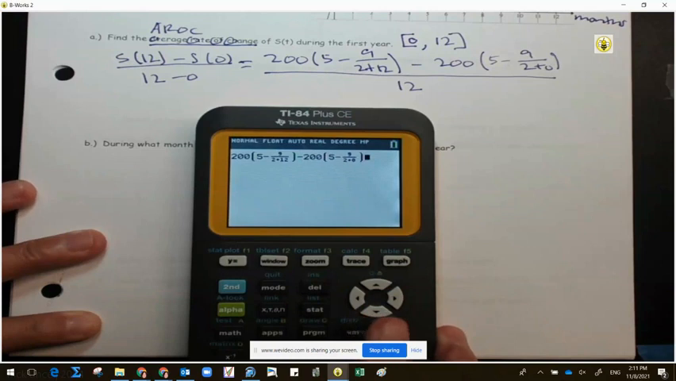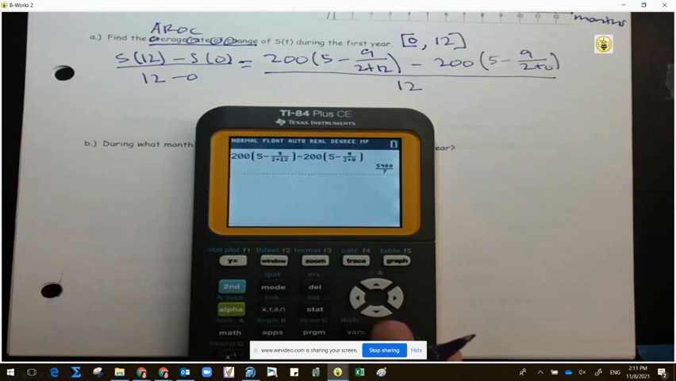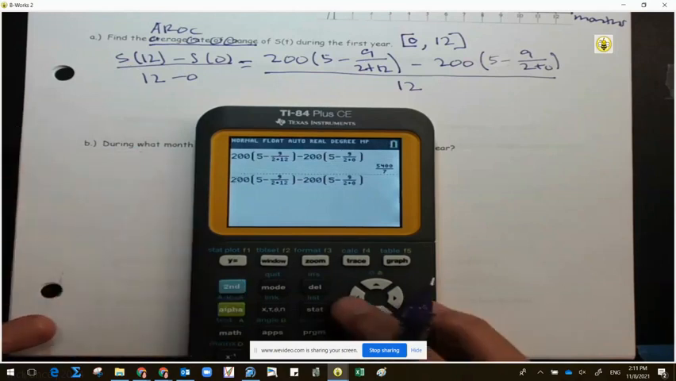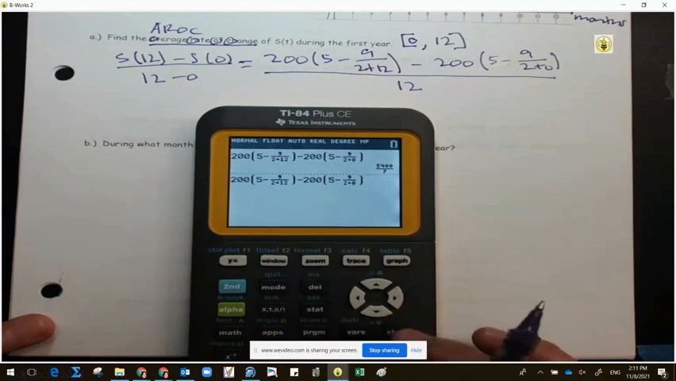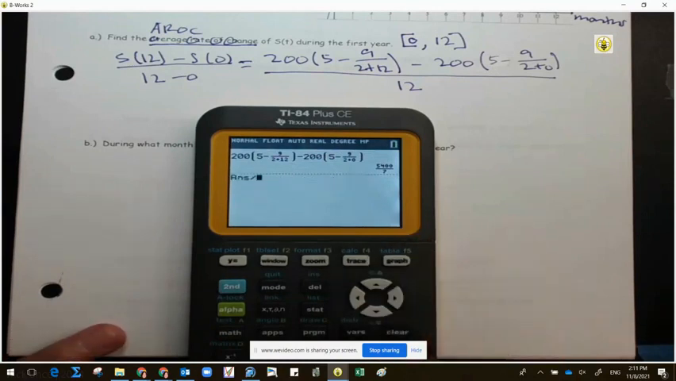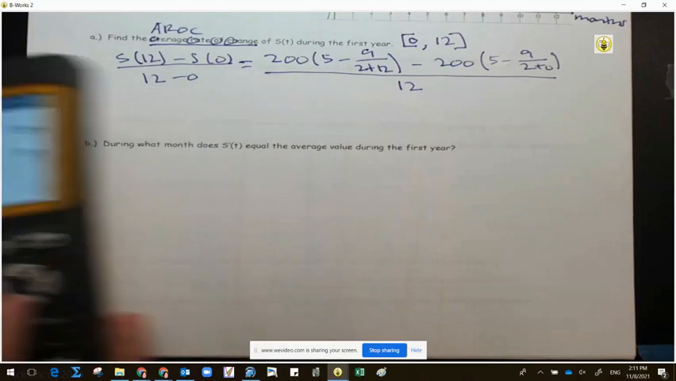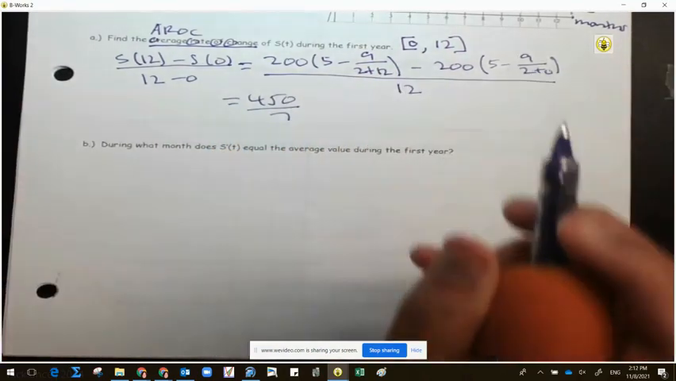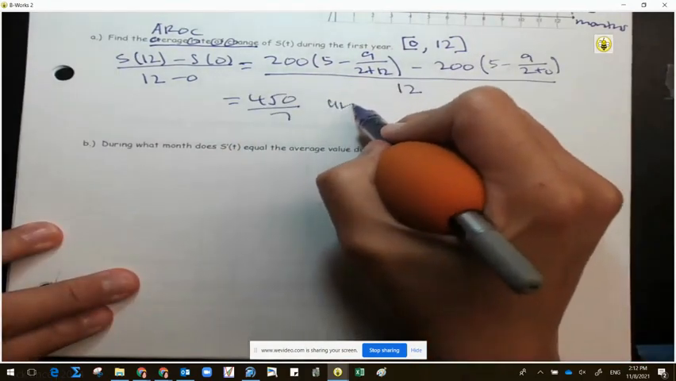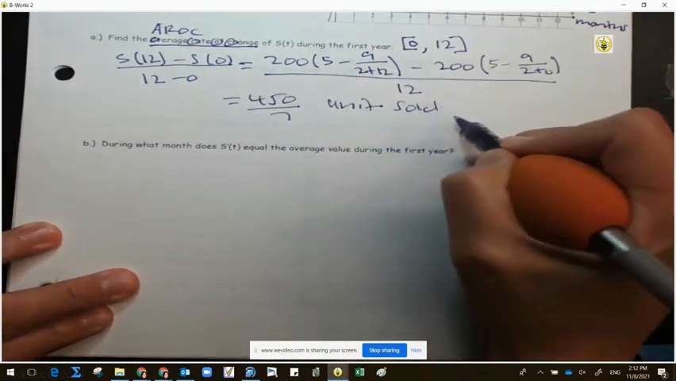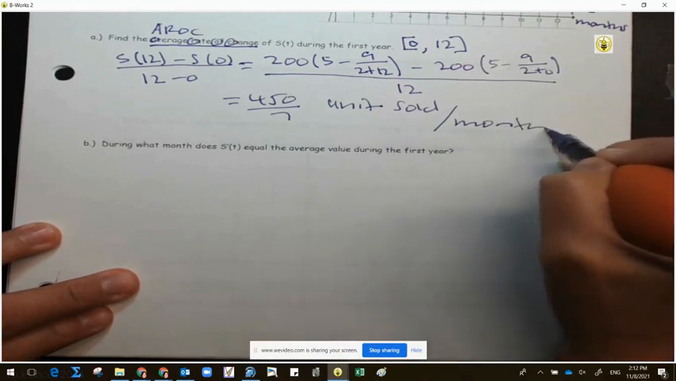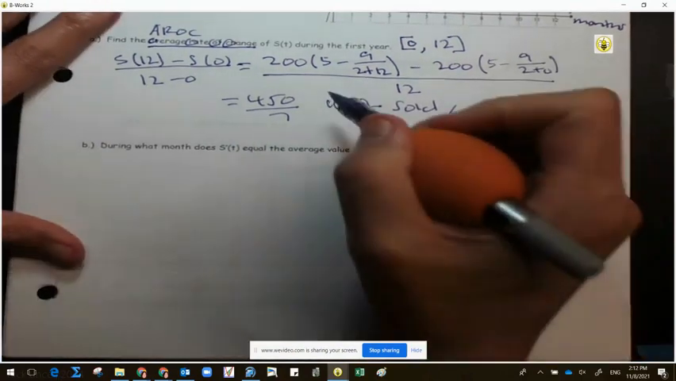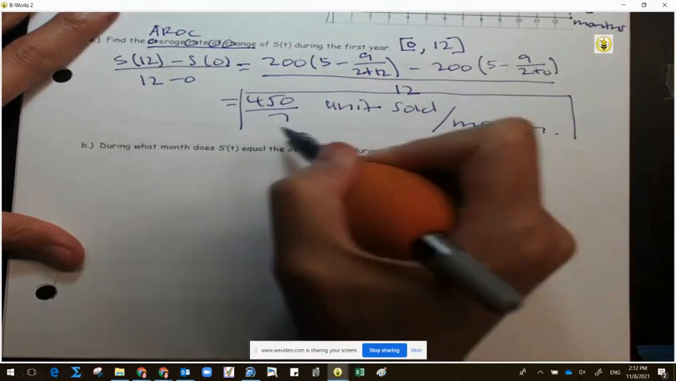All right. Is that pretty comparable to what I have on the paper? Well, yeah, you put it over 12. Divided by 12. Oh, all over 12, right? How about I go ahead and take this and divide it by 12 after? So we get 450 over 7. And that is the amount of units sold over the course of the month. And done for part A.